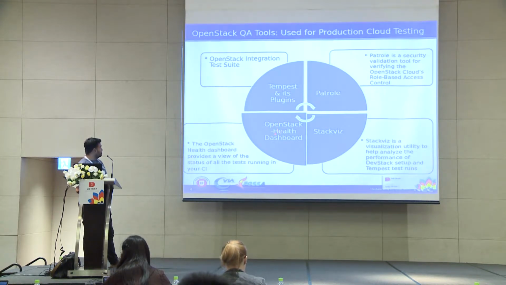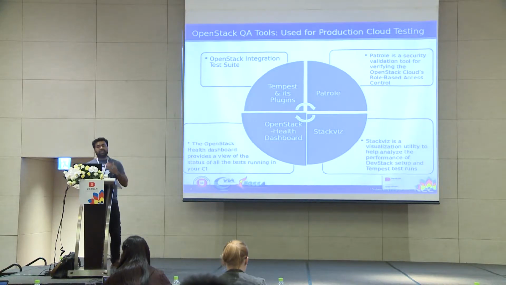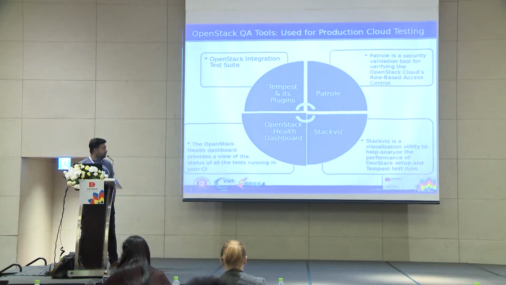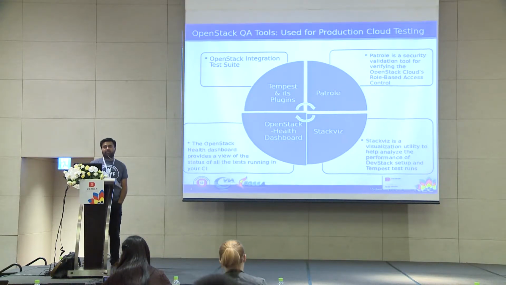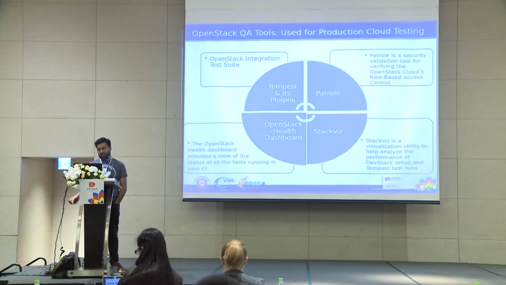StackViz is also a visualization utility to help you see the performance of your test run. And OpenStack Health dashboard visualizes the results of your CI and testing, and compares the results with your previous test runs on your cloud. We'll be talking more about all of these, especially these three projects: what they do, how you can create the environment, how you can run it, and how you can test your production environment using parallel runs with different configurations and different workspaces.